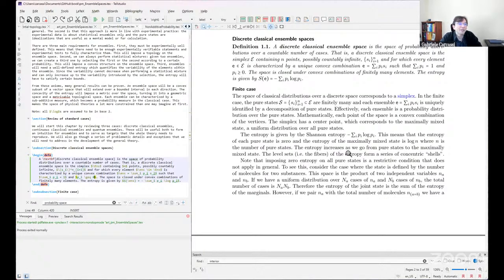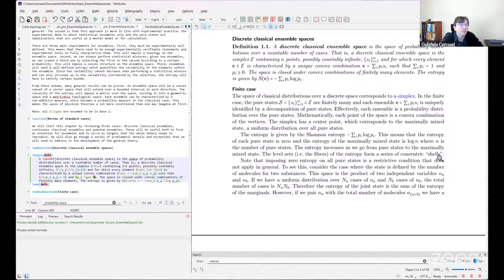The entropy increases as we go from pure states to the maximally mixed state, and the level sets of the entropy form a series of concentric shells. So if you imagine that you have the triangle, the vertices of the triangle are pure states. They have 0 entropy. The middle of the triangle is going to have log 3. And then you can imagine that as you go inside, the entropy keeps increasing. So you're going to have level sets of equal entropy. And as the entropy increases, they become closer and closer to the center.